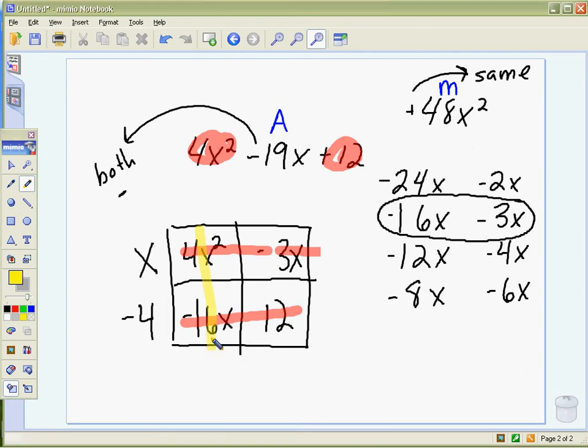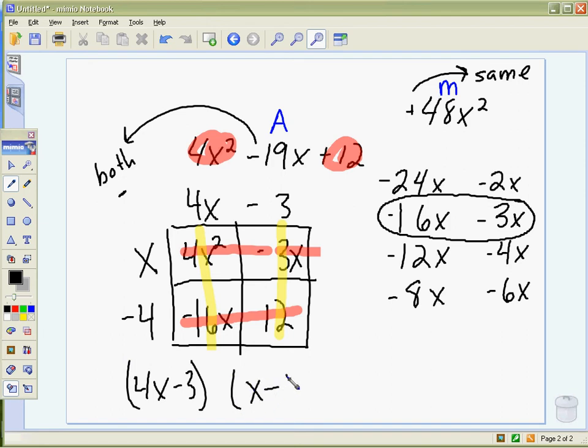Then I go vertically. And here I can pull out a 4 because 4 is common between 4 and 16. And I can also pull out an x because x and x squared are common. Lowest power is x, so here I pull out a 4x. And here I pull out a minus 3 because the minus is in front. I want to pull that out. And then I have nothing in common with variables. So my answer is simply 4x minus 3 and x minus 4.